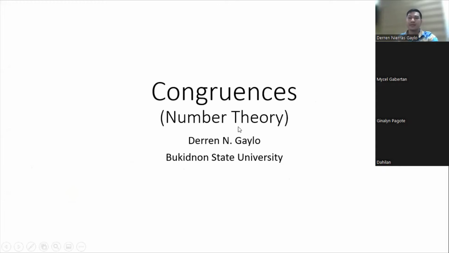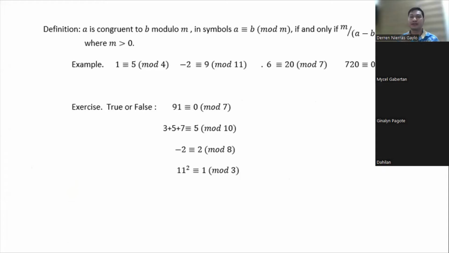Okay, so our topic is congruences in number theory. I will start with the definition of what congruences are. A is congruent to B modulo M, in symbols A, and then an equal sign with three horizontal lines. A is congruent to B modulo M if and only if M divides A minus B, where M is greater than 0. So you won't have a negative M.